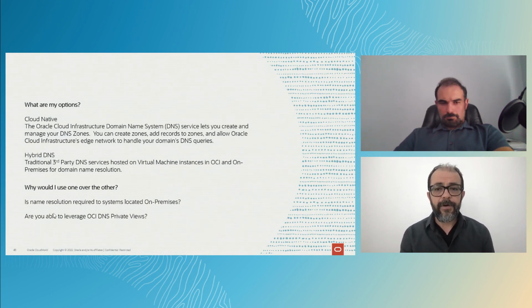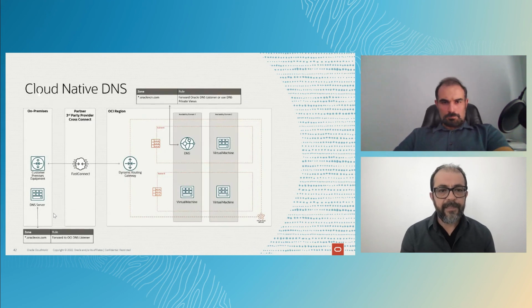Similar to a cloud-native approach, a hybrid DNS might be needed to resolve VCN host names from on-premise locations, and likewise, we may want to resolve on-premise locations by way of the VCN. In both architectures, we're going to leverage either private DNS views or forwarding or listening objects. Let's take a quick look at the diagrams and the architecture for a cloud-native perspective.